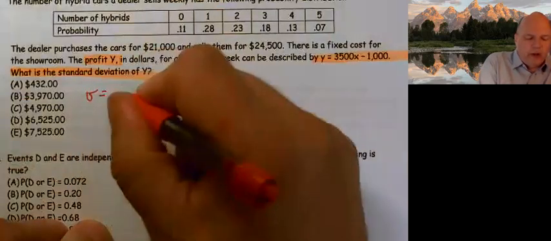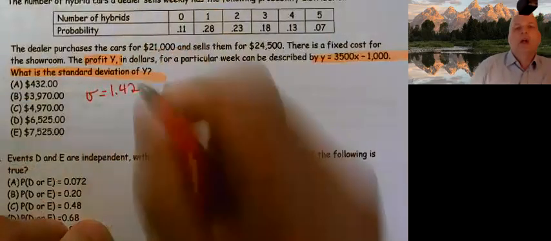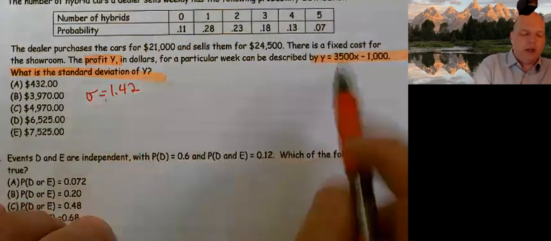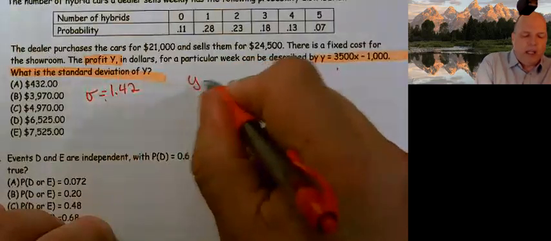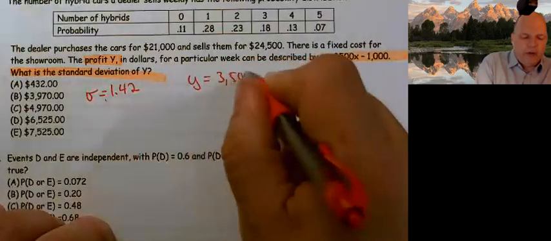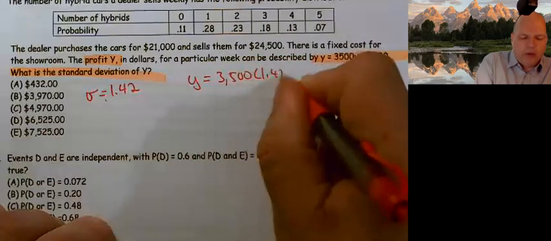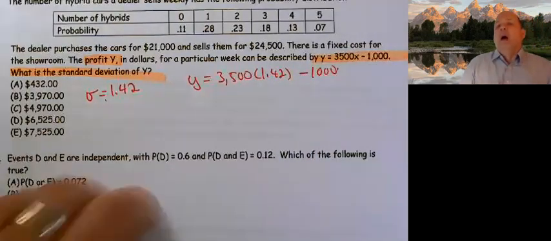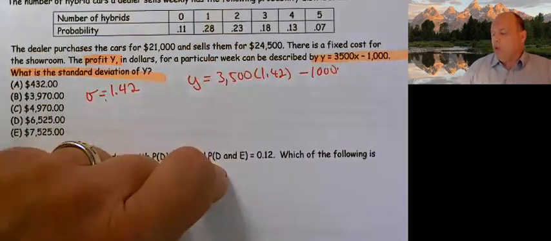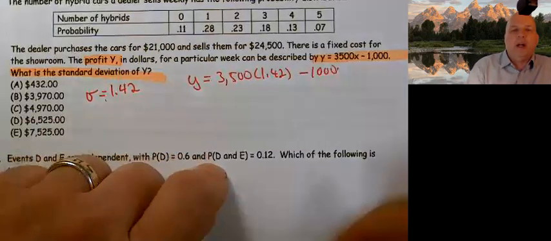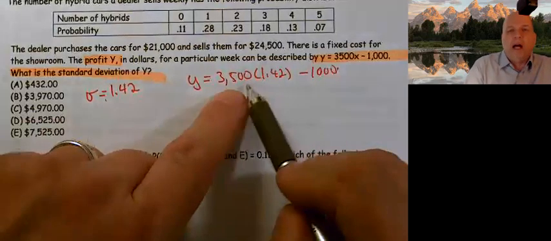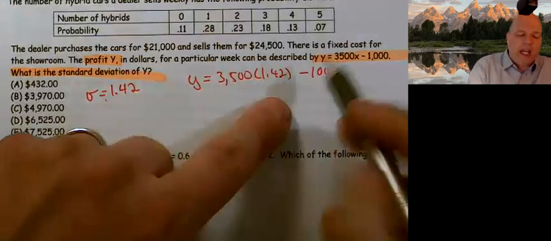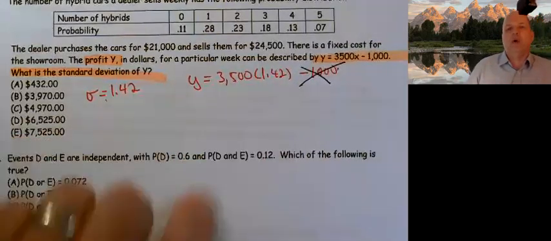That is the standard deviation of the number of cars I sold, but they're looking for profits. Well, to do that, I need to substitute this into that equation. So I go y equals 3,500 times 1.42 minus the 1,000. Now, I need to consider my rules for transforming and combining random variables. Yes, we can multiply spread, because standard deviation is a measure of spread. We can multiply that by a constant, but we cannot subtract the constant. That needs to go away.